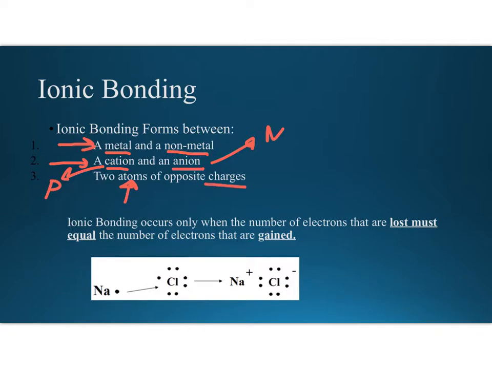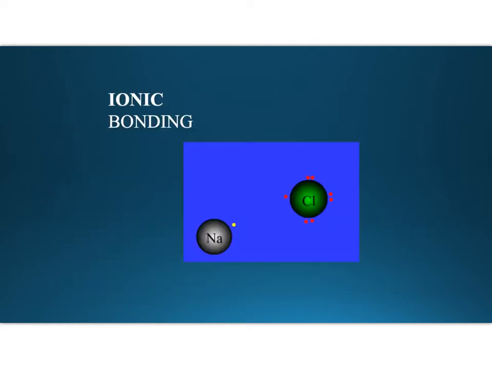If you look at this example, sodium with 1 valence electron is bonding with chlorine that has 7, so chlorine just needs 1 more to fulfill that full octet around it. Ionic bonding occurs only when the number of electrons that are lost equals the number of electrons that are gained. So sodium is losing 1 electron, and chlorine is gaining 1 electron, and that, if you count, equals 8. So this is considered an ionic bond. This is just another chemistry picture of what ionic bonding is like.